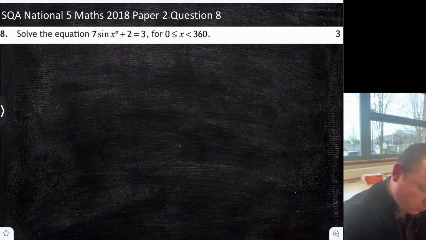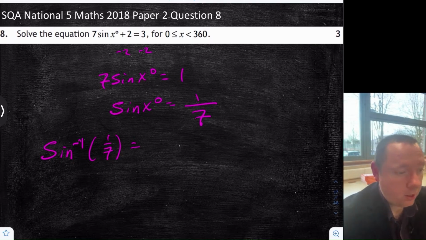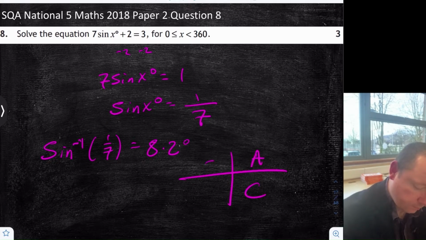So I'll take away 2 from both sides to get 7 sine x equals 1. So sine x is equal to a 7th. So I can do the inverse sine of 1/7. Using a calculator, I get 8.2 to 1 decimal place. And then a CAST diagram as normal.